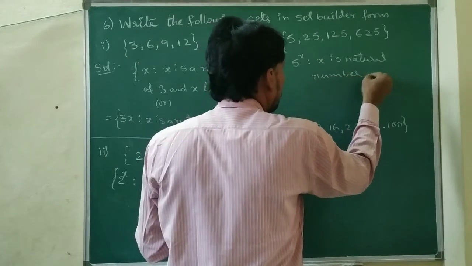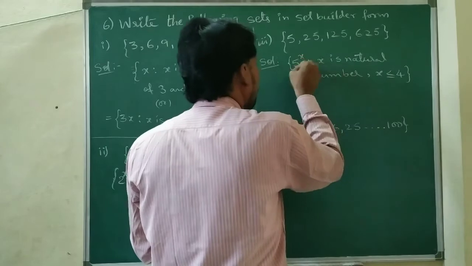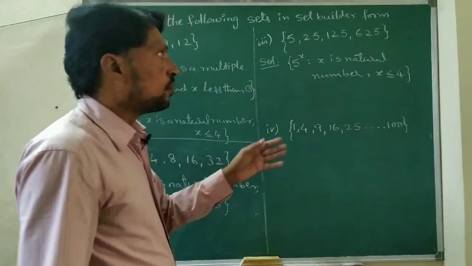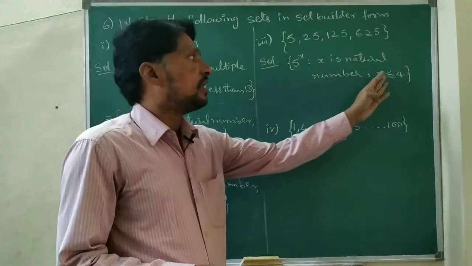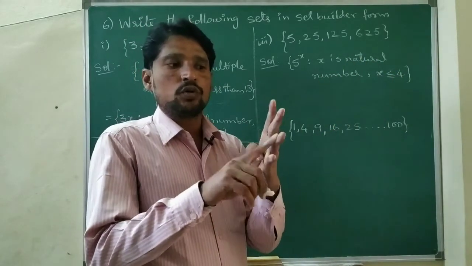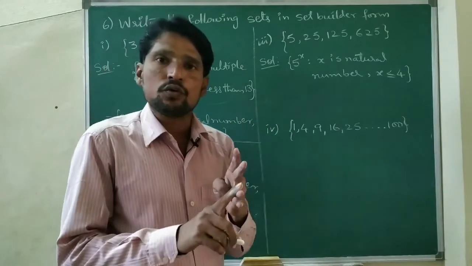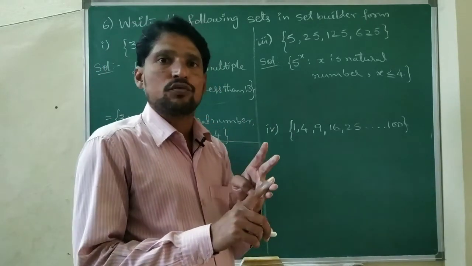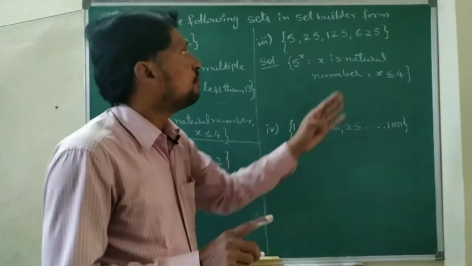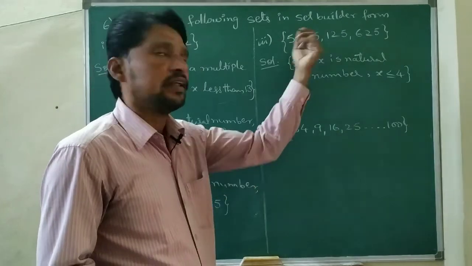X is a natural number, x less than or equal to 4. Natural numbers up to 4 means we need to take 1, 2, 3, 4. 5 power 1, what can we get? 5. 5 power 2 means 5 into 5, that is 25. 5 power 3 is 125. 5 power 4 is 625. So here we are substituting, and we are getting the values.